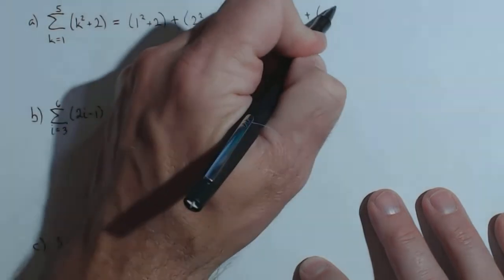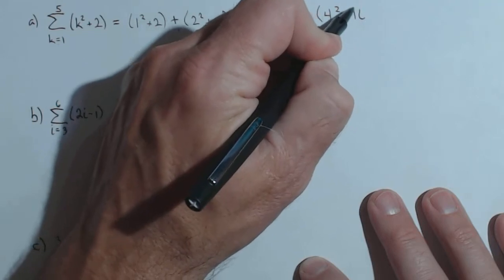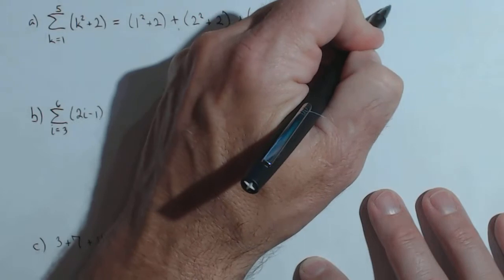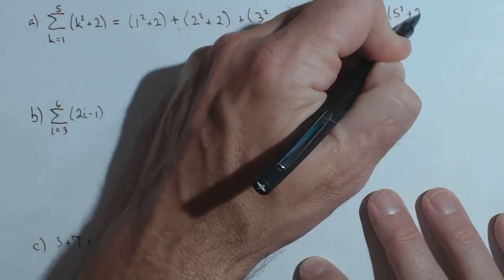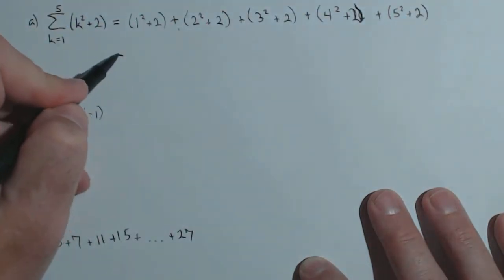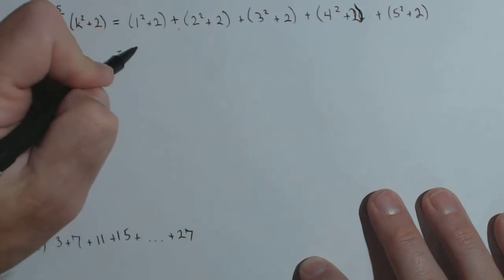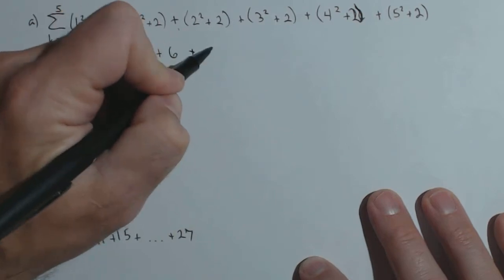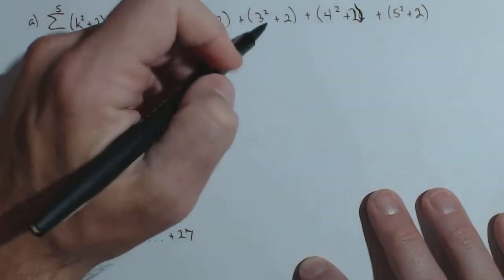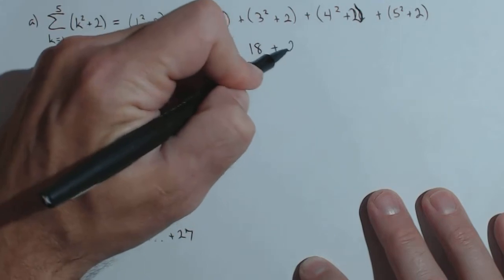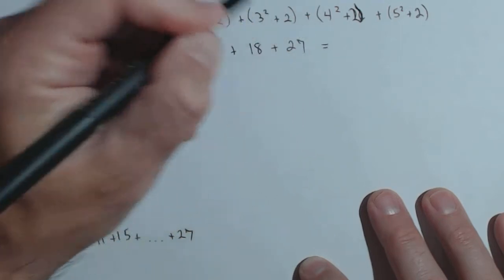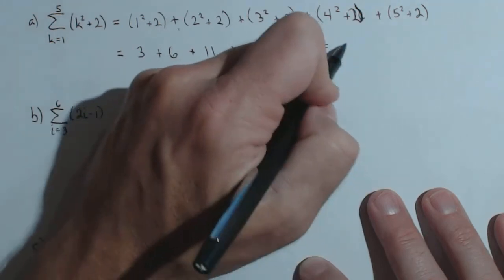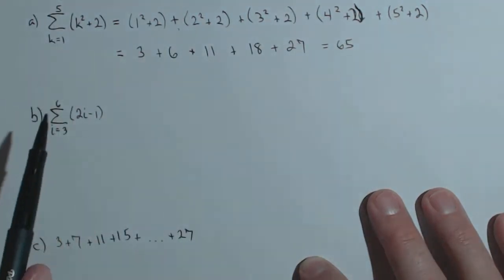And the top is going to tell us where to stop. The top stops at 5, so this is going to be our last term. So now we can sum these up. We have 3 plus 6 plus 11 plus 18 plus 27, and so our sum is going to be 65. So that's writing it in expanded form.